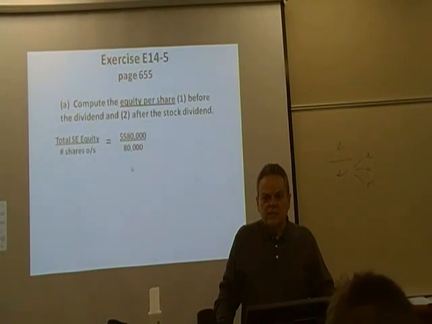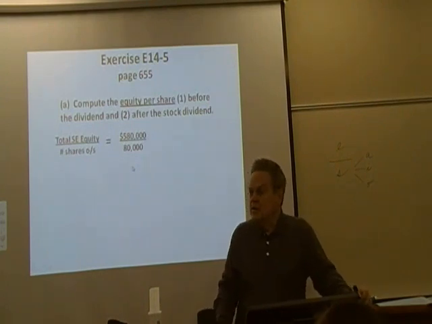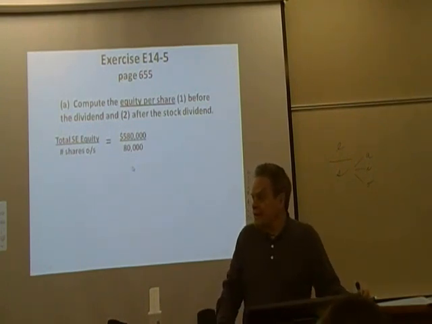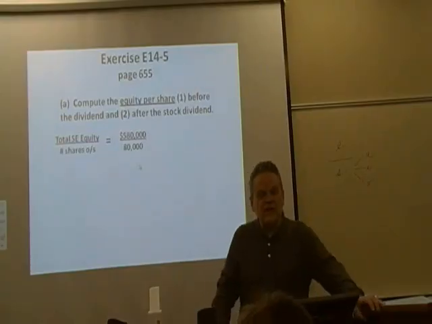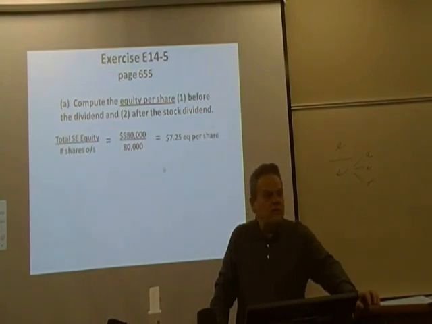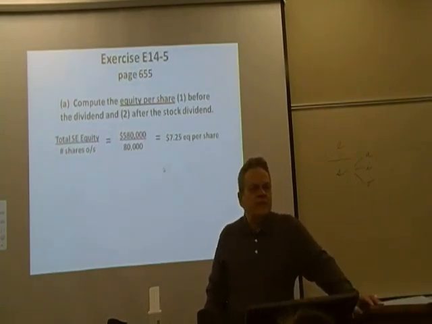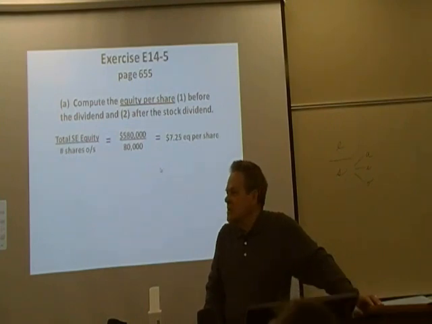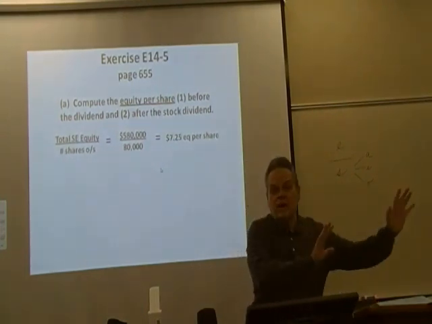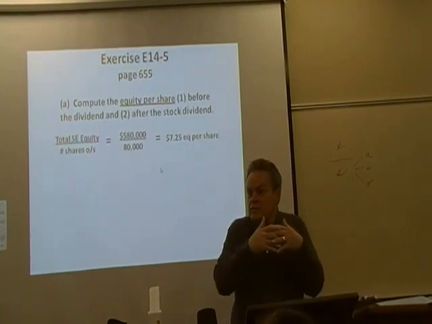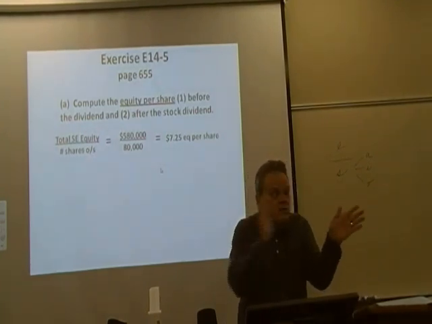580,000, the balance of the total equity, divided by the number of shares outstanding is equity per share. As we begin this situation, y'all need to borrow calculators? 580,000 divided by 80,000 is $7.25. That's equity per share. It's a nice thing to know. It's not going to keep the sun from coming up tomorrow, but it's a nice thing to know. It's a nice way to compare companies, perhaps. If you're thinking about buying 3 or 4 different kinds of stock, maybe this is one way you compare them.